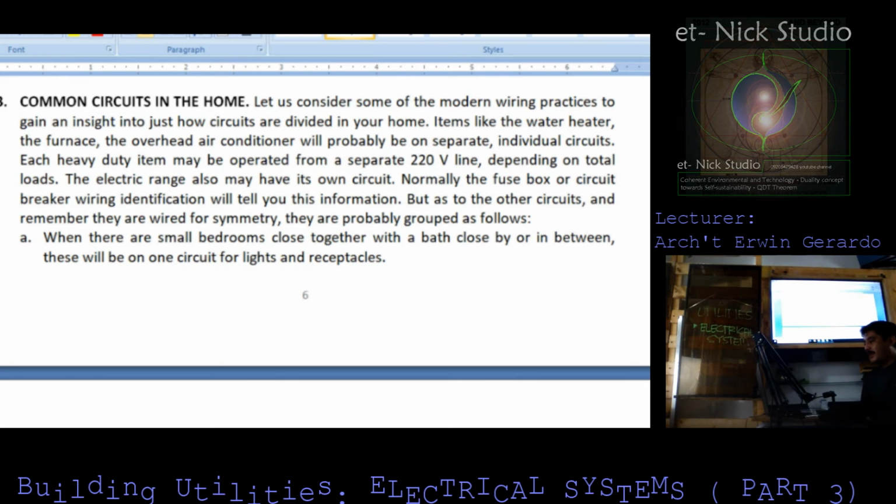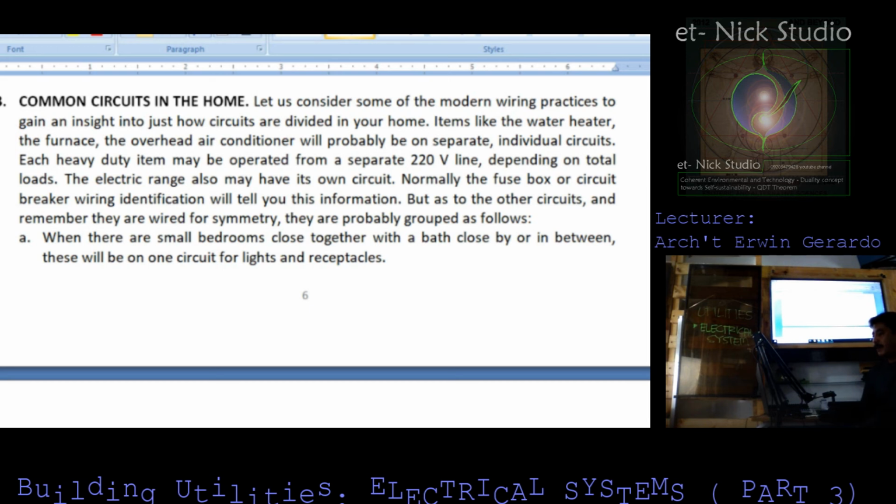Normally, the fuse box or circuit breaker wiring identification will tell you this information. So this is where an electrical diagram becomes very handy already. But as for the other circuits, and remember, when they are wired for symmetry, they are probably grouped as follows. When there are small bedrooms close together with a bath close by, or in between, this will be on one circuit for lights accompanied by its receptacles.